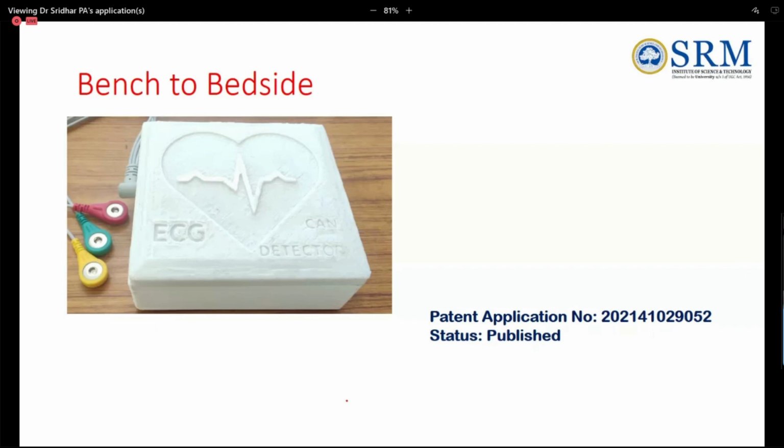So we want to see whatever is in the laboratory condition on the bench side here. So we created a small device. This is the first version of the prototype, where this work was done along with my research scholar, and the patent application has been published. We are waiting for them to grant it, and we are currently looking for testing with the hospital to take it to the next level.